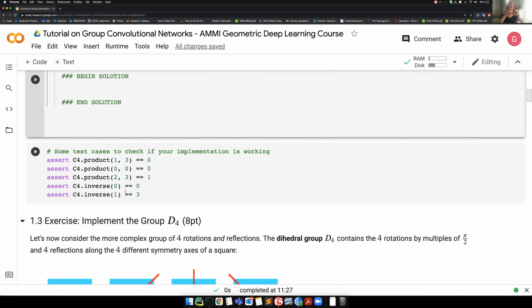Because you see that's what it means to reach the identity. So if you rotate by 90 degrees, you need 1, 2, 3 more rotations to go back to the identity. Okay, so that's the first coding exercise.